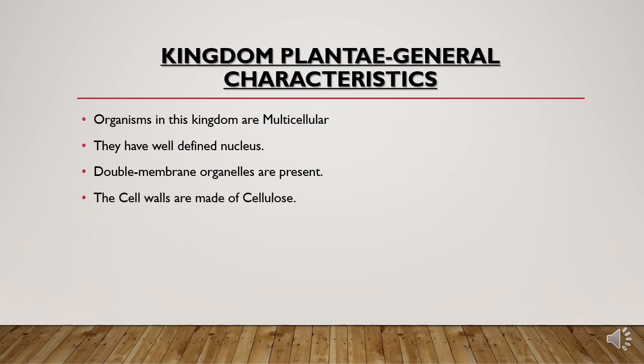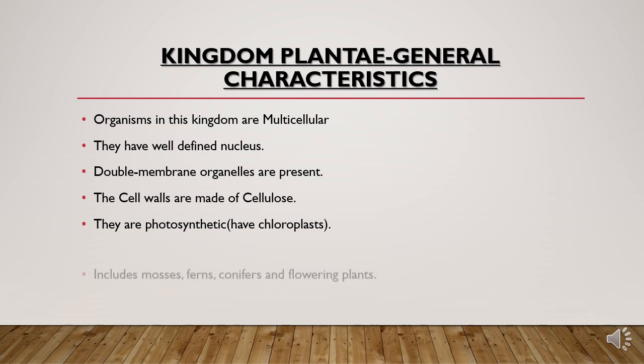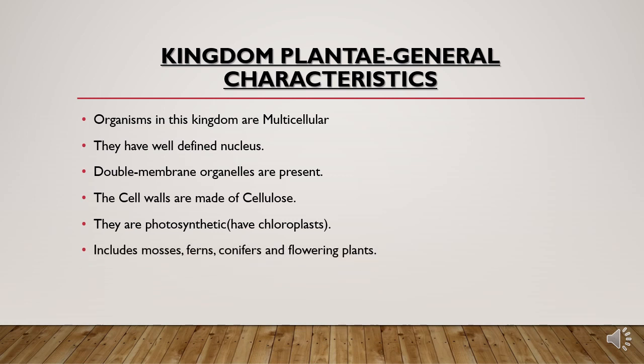The cell walls are made of cellulose and they are photosynthetic, which means they possess chloroplasts. Examples might be mosses, ferns, conifers, and flowering plants. Those are examples.